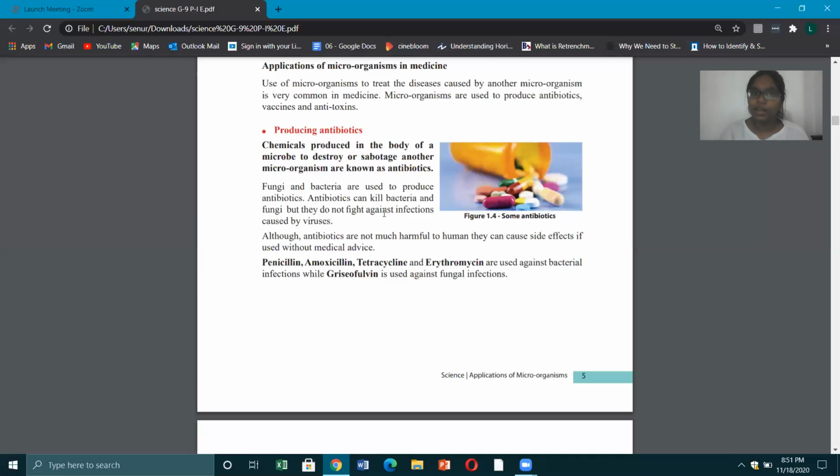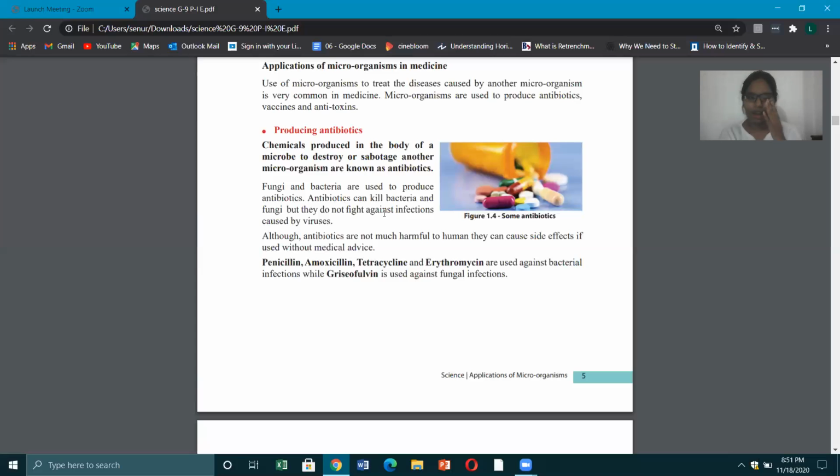Fungi and bacteria are used to produce antibiotics. Yes, fungi and bacteria are used to make antibiotics. And antibiotics can therefore be used to kill bacteria and fungi. But like I told you, they cannot be used to fight against infections caused by viruses. Highlighted because it's a very important point that you all have to keep in mind. Forget about grade 9 science. It's something you all have to keep in mind. It's normal science. Okay.